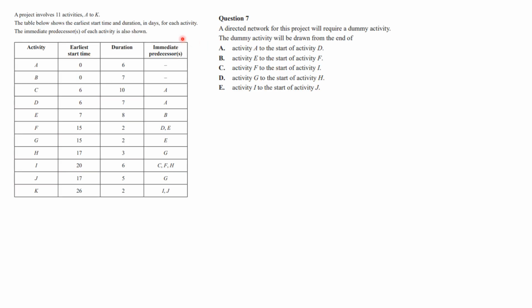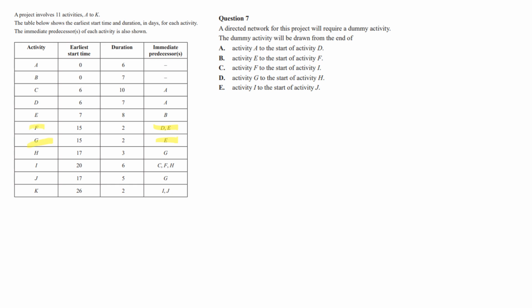2022, Exam 1, Question 7, and Question 8. So we have a whole precedence table. It's even got the ESTs on there to help you out in case you get your diagram wrong. And they are asking us about where a dummy is going to be. And we can spot the dummy because here we've got D, E, and E. So similar overlapping immediate predecessors, but there's obviously a difference between them.